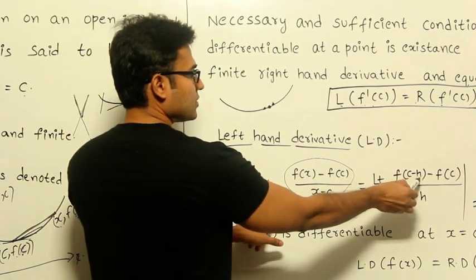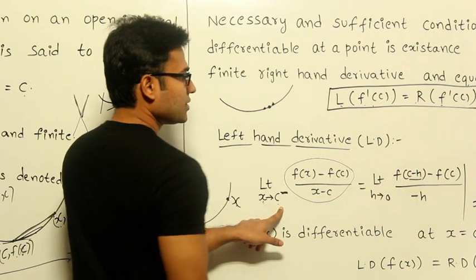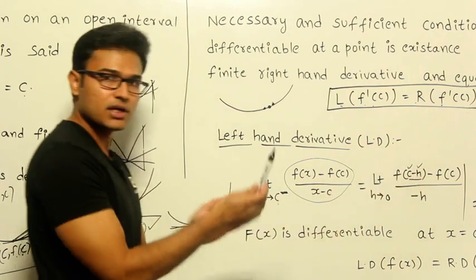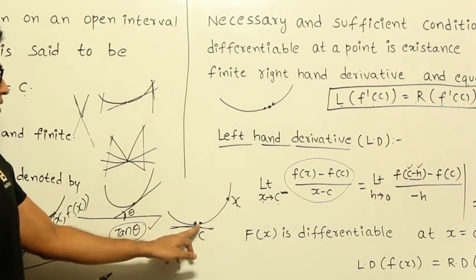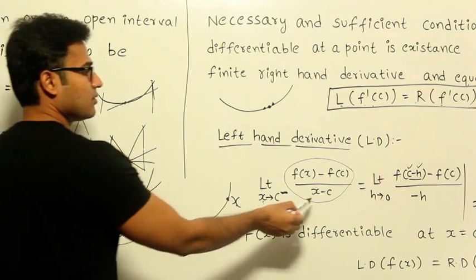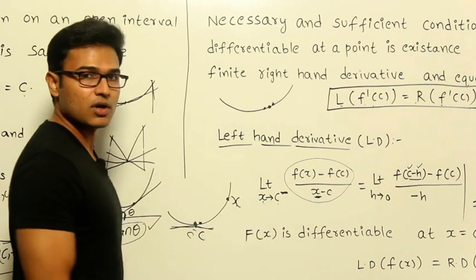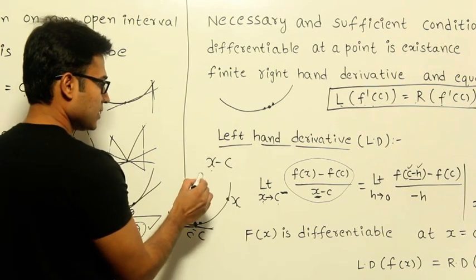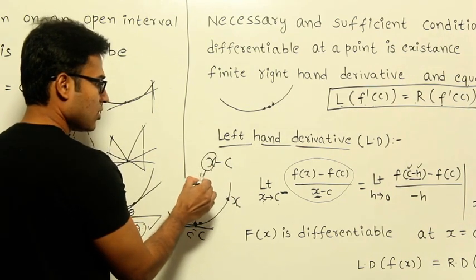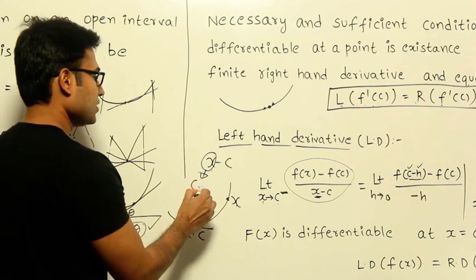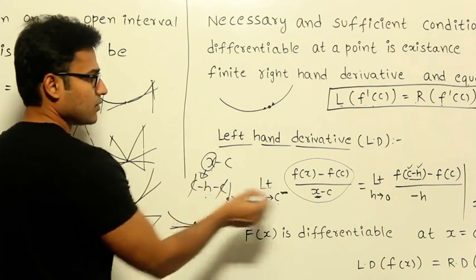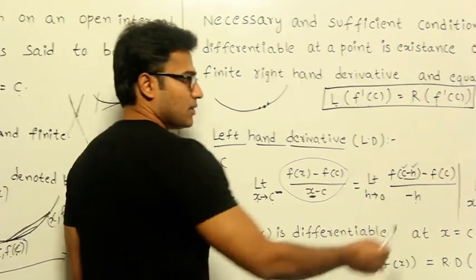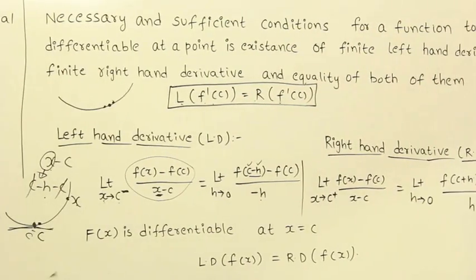So see this, c minus h. What I am trying to do is, from c I am subtracting a small value so that it will move a bit to the left. Got it? And here also, x minus c, from c I can subtract a small value and write it there, which is nothing but c minus h minus c, which is going to give us minus h. Got it? Okay.